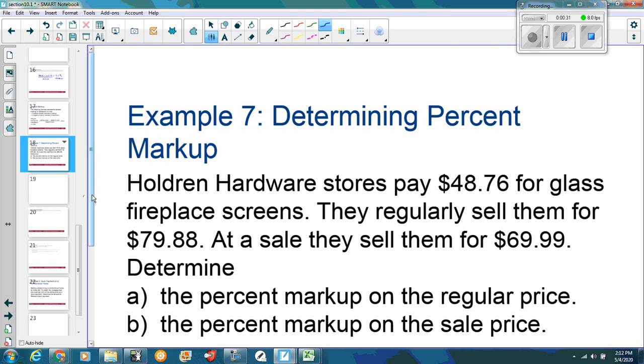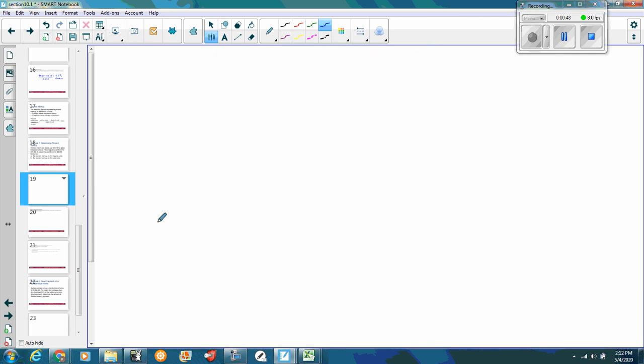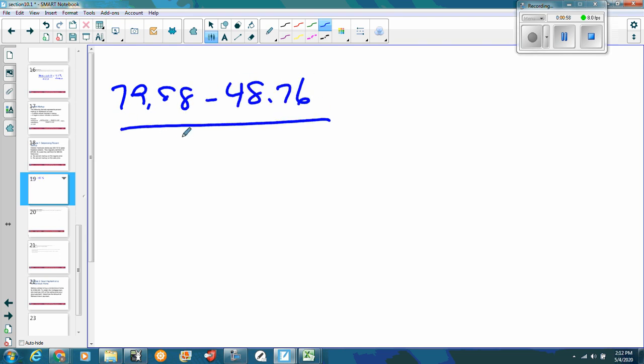So we have a hardware store. They pay $48.76 for a glass fireplace screen. They sell them for $79.98 regularly, and when they're on sale, $69.99. So what's the percent markup at the regular price, and what's the percent markup at the sale price? So using that formula, you would have done 79.88 minus 48.76 divided by 48.76.